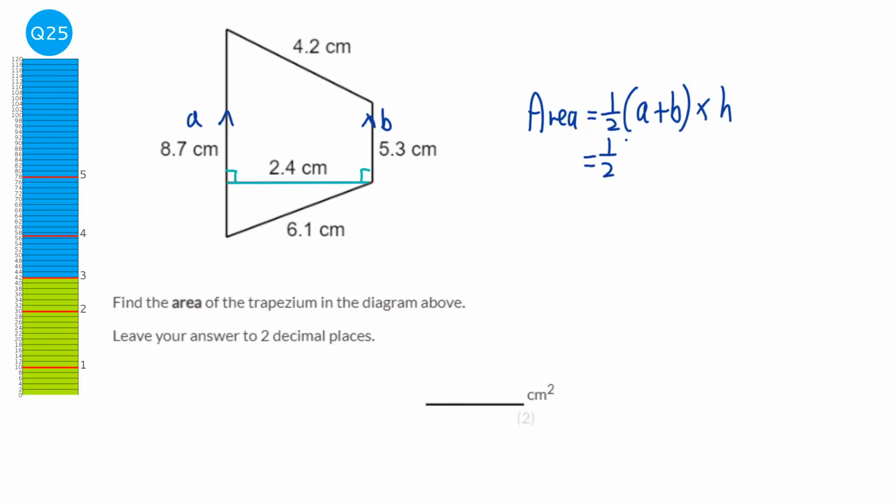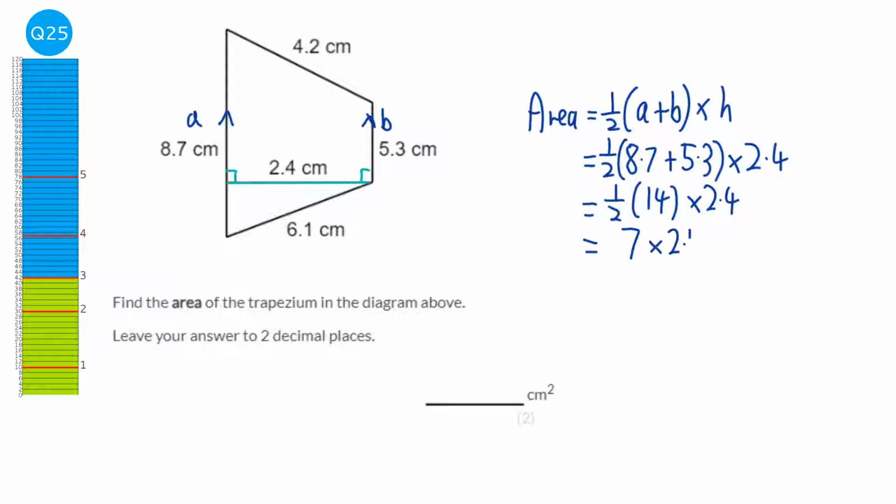So let's fill this into our formula. It's going to be half times a, which is 8.7, plus b, which is 5.3, and then times that by the height, which is 2.4. That's going to be half times 14 times 2.4. That's going to be 7 times 2.4, and then that will be 16.8. All the units in the diagram are in centimetres, so our area will be centimetres squared.